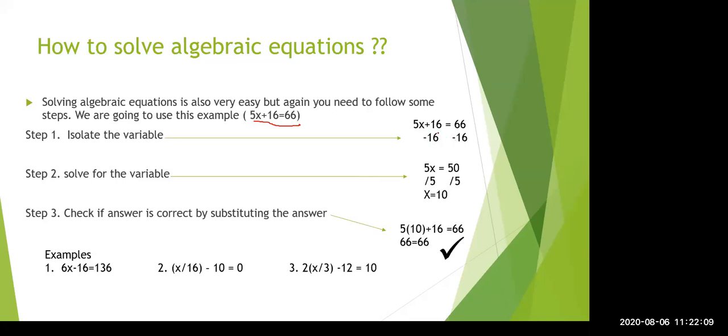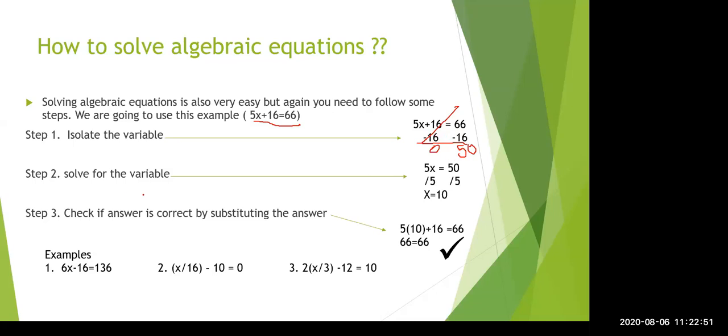The first thing we can do is, we have this plus 16 right here. To remove that, we have to do the opposite operation. If it's addition here, then we'll subtract 16, and we'll do that to both sides. So minus 16 here equals 0, so this will cancel out. And this will equal 66 minus 16 equals 50. So as seen here, 5x equals 50 is our equation after we subtract 16.